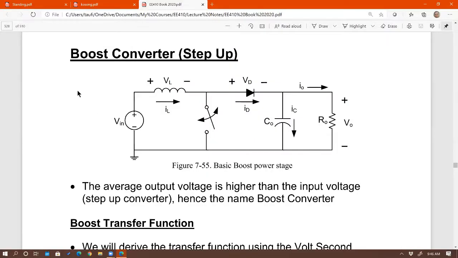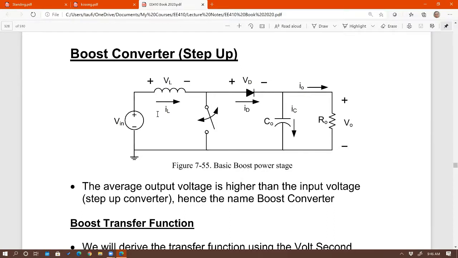Okay. So here is our boost converter. As you already know, this is just like a buck converter, except you rotate the three components counterclockwise. Now you have the inductor at the input stage, switch in the middle, and a diode at the output.